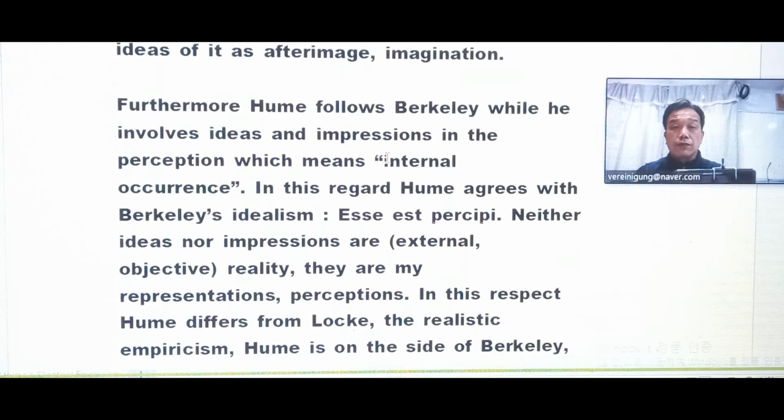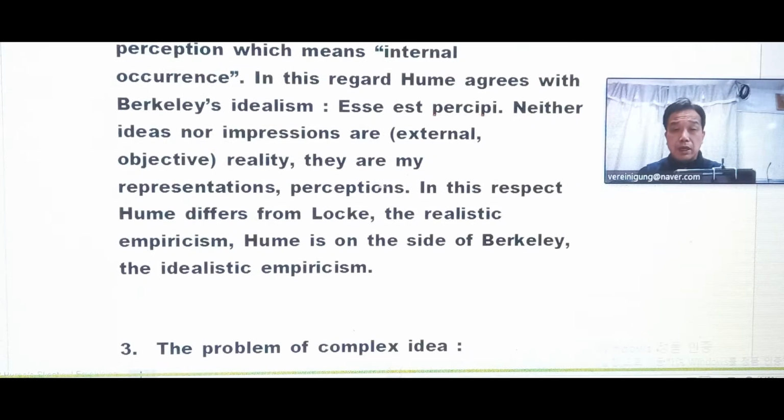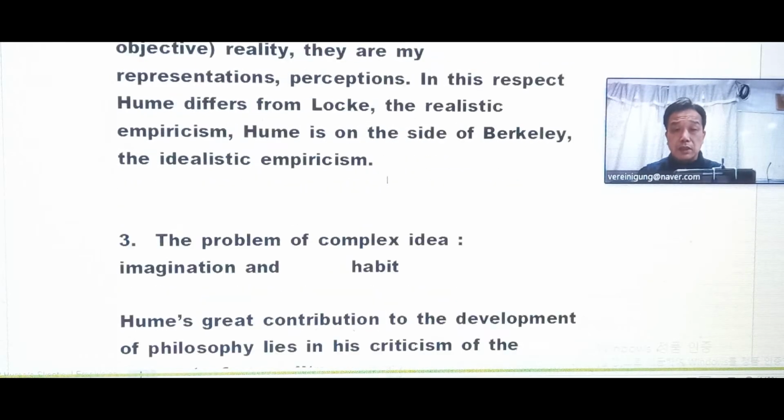Furthermore, Hume follows Berkeley while he involves ideas and impressions in the perception, which means internal occurrence. In this regard, Hume agrees with Berkeley's idealism. Esse est percipi. Neither ideas nor impressions are external object reality. They are my representations and perceptions. In this respect, Hume differs from Locke, the realistic empiricism. Hume is on the side of Berkeley, the idealistic empiricism.